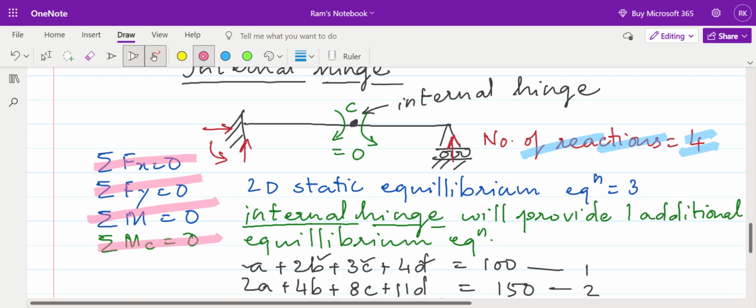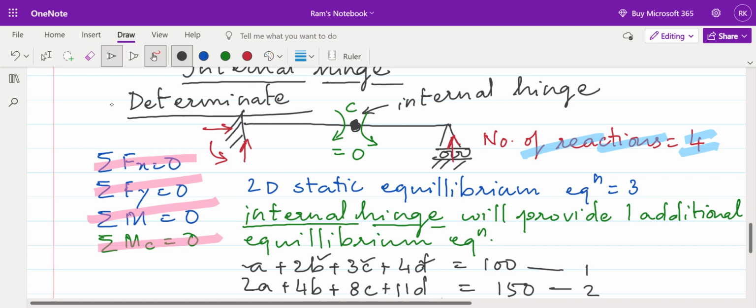So this propped cantilever will become determinate. So we can say this structure has now become determinate. This propped cantilever has become determinate once it has been provided with one internal hinge. So this is statically determinate. So this is the internal hinge, and this structure has now become a determinate structure.